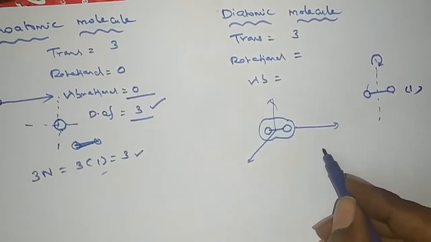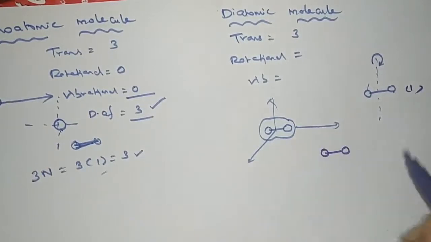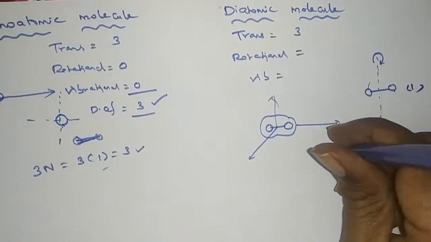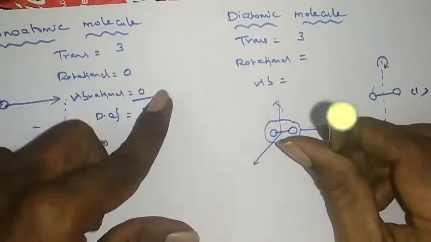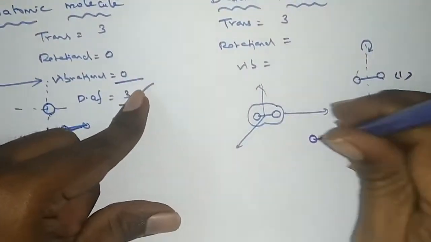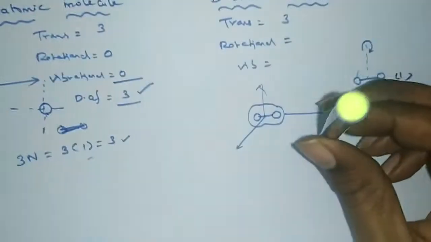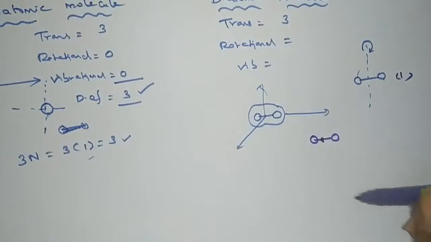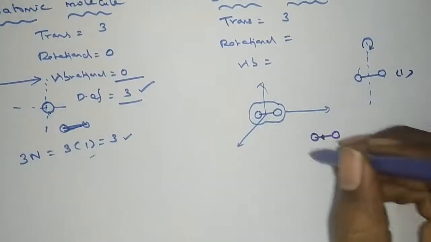Now again consider the molecule is like this. This time I am passing the axis like this, and I am trying to rotate. If I try to rotate, what happens again? This kind of rotation happens.